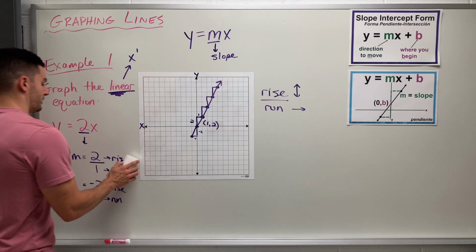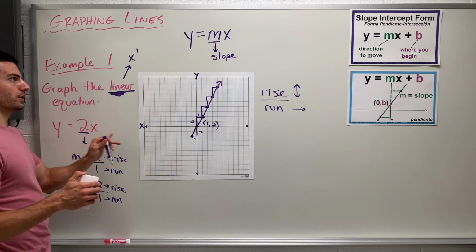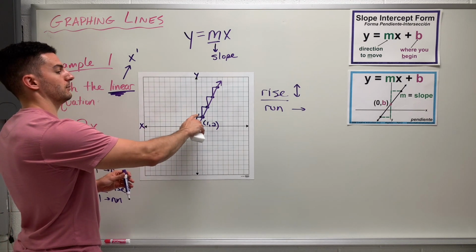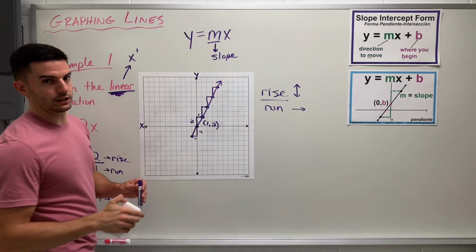I really want to nail down here, what is my m value? What is my slope? And what does that tell me? Hopefully you see here, that's telling me how many spots I'm moving to get to each point.